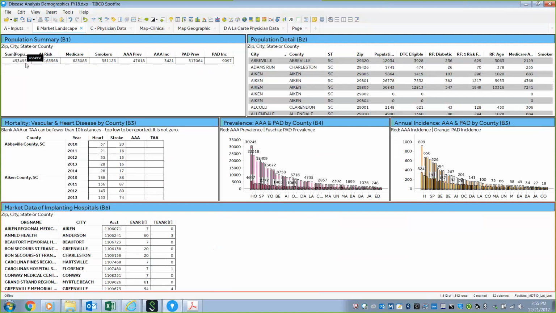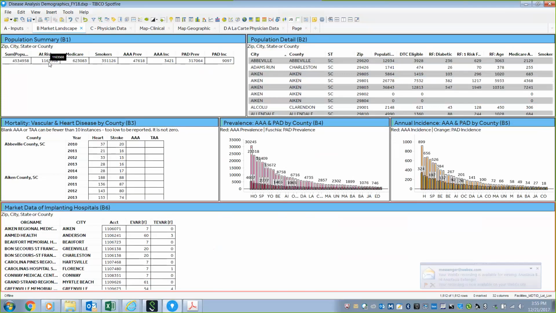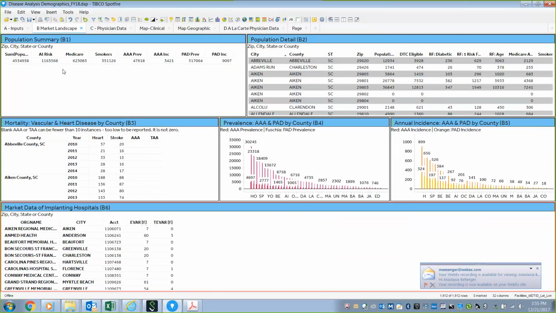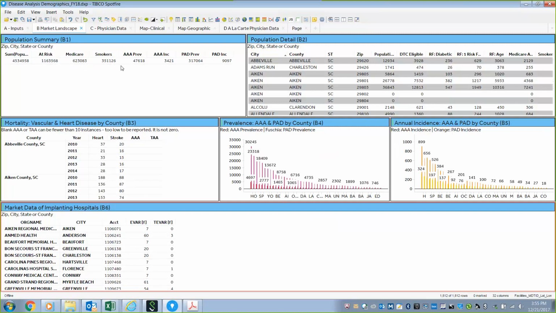So this is telling us that there's 4.5 million people in that state, of which 1.1 are at risk for vascular disease, not at risk for aortic, but at risk for vascular disease, and I'll come back to this. 600,000 are Medicare patients. That means they're 65 and over. 350,000 are smokers, et cetera.